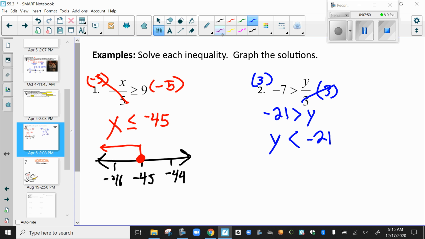All right, and then I'm going to graph it. You know how much I love graphing. Points on the ends, negative 21 in the middle. 1 up is negative 20. 1 down is negative 22. And I'm going to make my sign open at negative 21 and to the left.